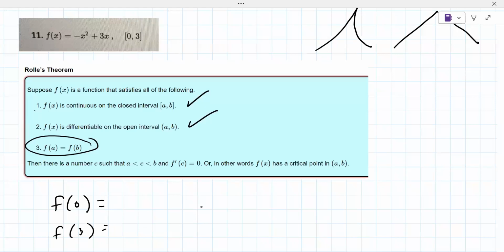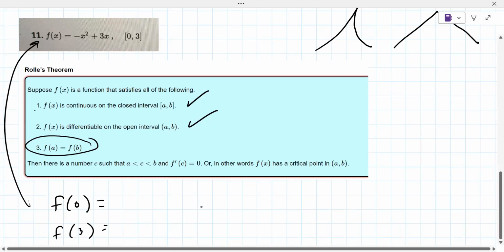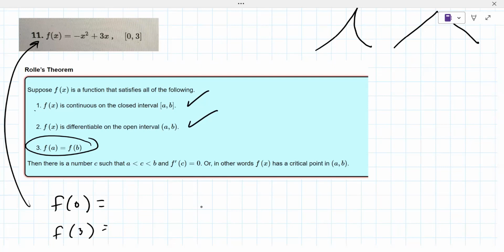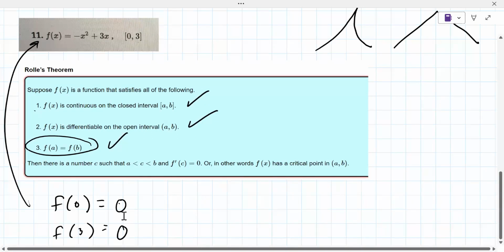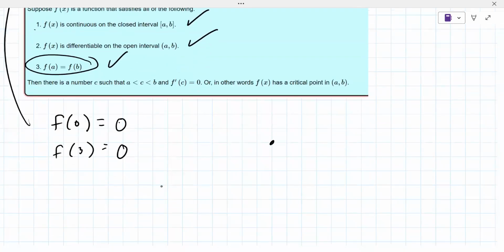So just solve f of 0 and f of 3. Well, f of 0 is just 0, and then f of 3 is also 0. Good. Okay, so we've satisfied them all. And it's not really working out great because we keep getting zeros. That means that it's 0 and 0. Like there's a horizontal tangent.